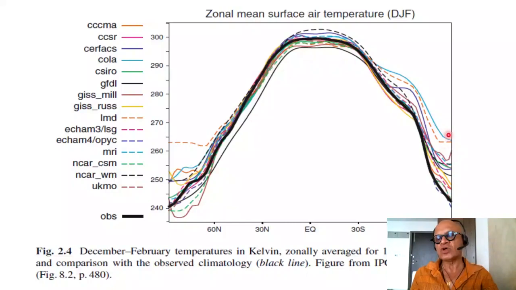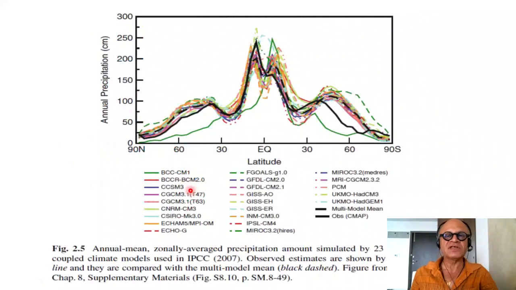Here almost all of them are warm, whereas here they are on either side, warmer and colder. So these are kind of things that are used to understand models and intermodal differences. Another example, annual mean zonally averaged precipitation amount simulated by 23 comprehensive coupled climate models used in IPCC AR5, the assessment report, no sorry, AR4, I think assessment report 4.